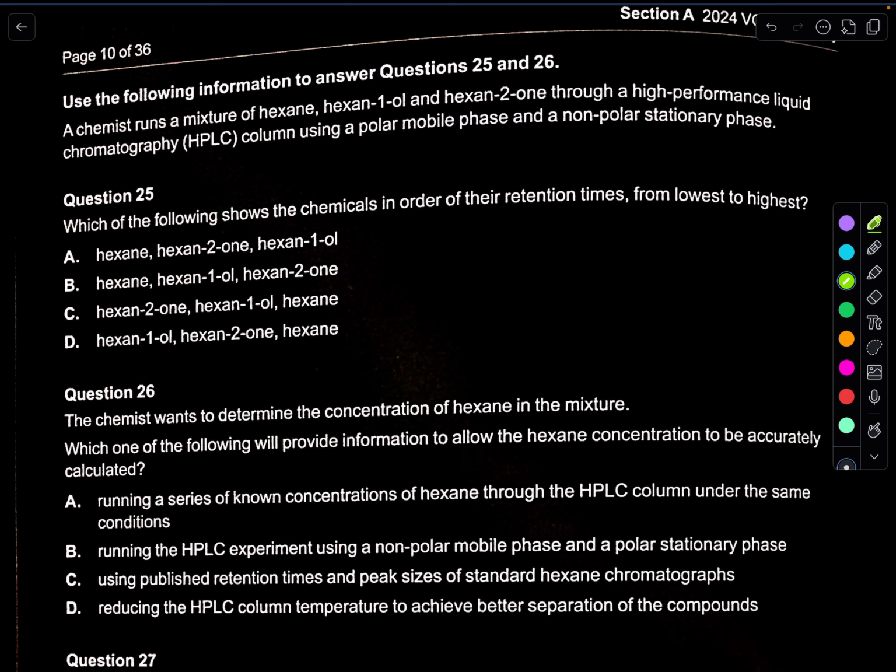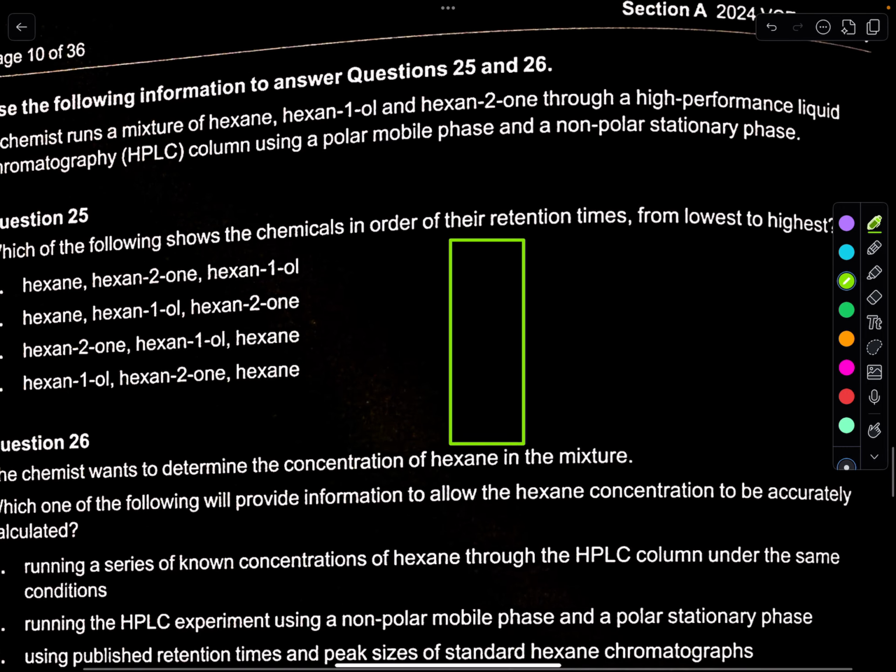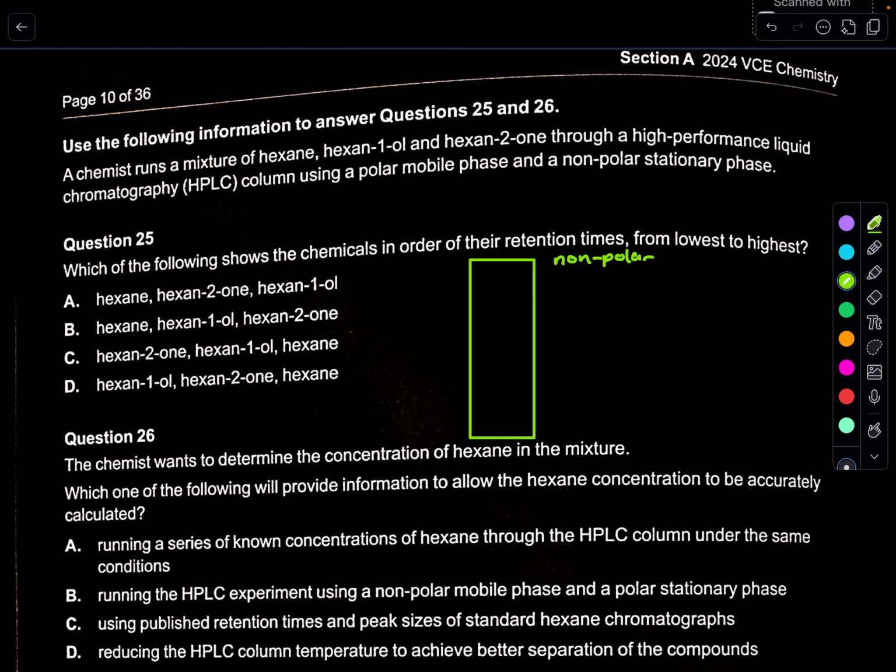Which of the following shows the chemicals in order of the retention times from lowest to highest? This is actually not a hard question. This is nice. If you think about it, think of it like a paper. I was trying to break it down. Imagine you have this here, and that's the HPLC. Remember, the stationary phase is non-polar, and we're talking about retention time, and we want lowest to highest.